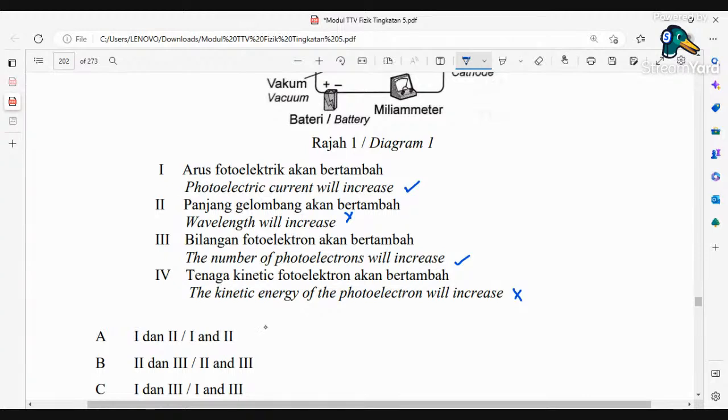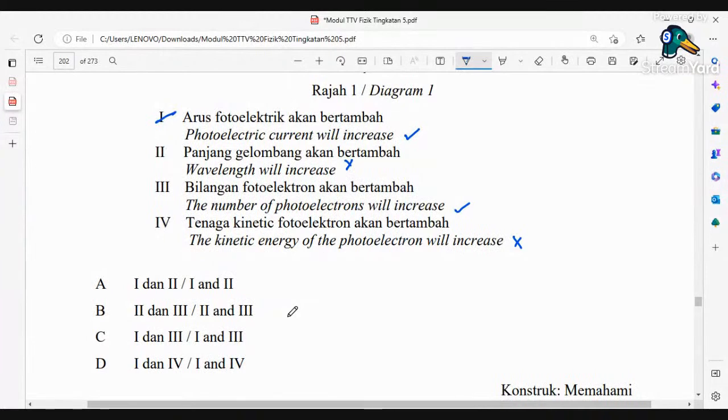So the number of photoelectrons emitted depends on intensity. The higher the intensity, the more photoelectrons emitted. When more photoelectrons are emitted, more charge will flow in the circuit, so it will produce a larger current. So that's why 1 and 3 is correct. Answer is C.